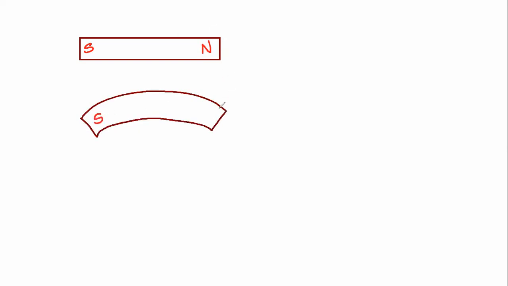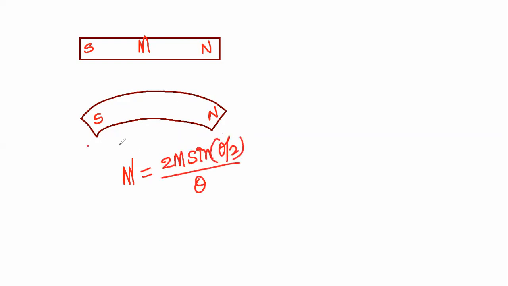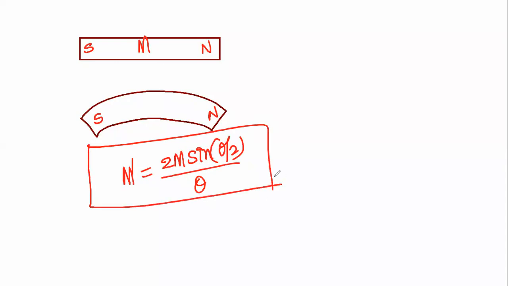This is the south pole and this is the north pole. It is made like this, south pole and north pole. Then the new magnetic moment, its magnetic moment is taken as m. M dash is equal to 2m sine theta by 2 divided by theta. This is the new magnetic moment of the system.